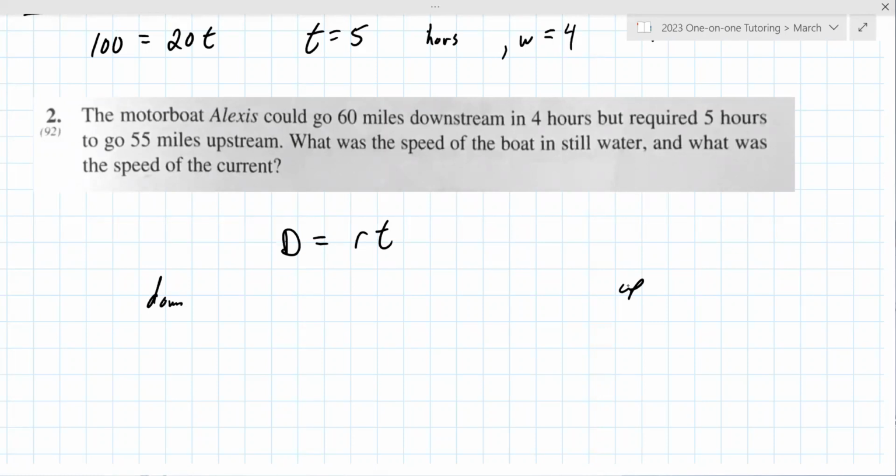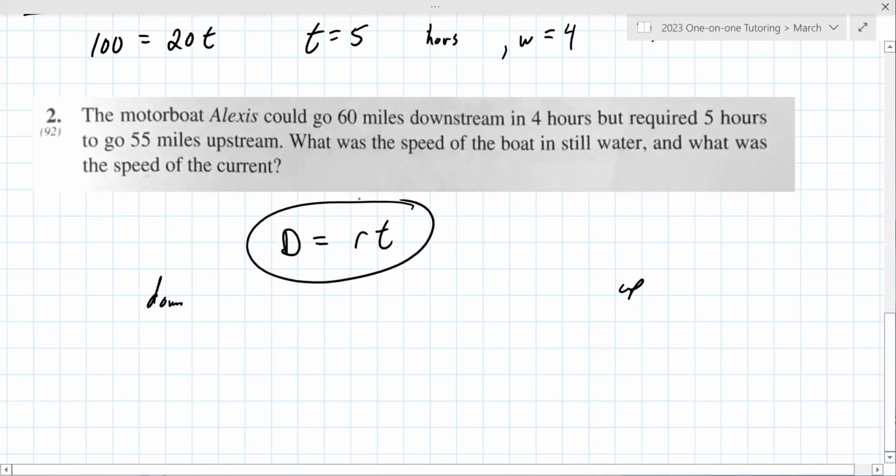All right, I am back. Let me know if you've got either of these equations. All right. So downstream, 15 miles per hour, and then upstream 11. I'm looking for something in this form. Okay. So I'm looking for something like 60 equals something. R4, and then 55 equals R5.